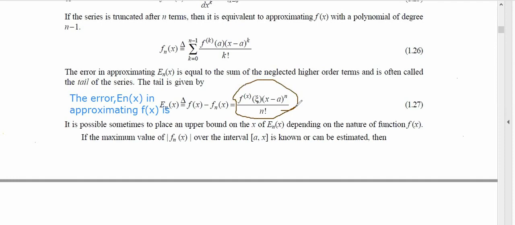And this has come from where? This has come from complete minus approximated function. Complete minus approximated. It is possible sometimes to place an upper bound on the E_n(x), depending on the nature of the function. This part is clear? E_n(x) is clear? Yes, sir.